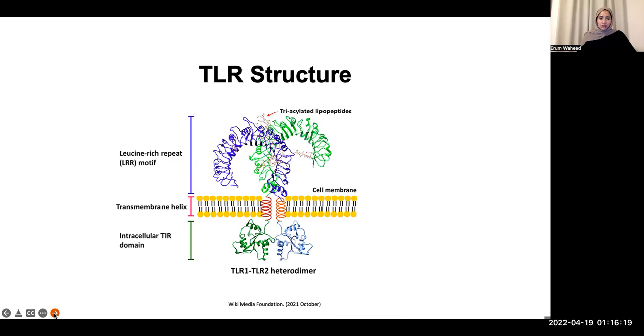Toll-like receptor structure. Despite a wide variety of ligands recognized by the toll-like receptors, they share a common structural framework in the extracellular domain, which consists of leucine-rich repeats. Then there is a transmembrane helix that spans the phospholipid bilayer and the intracellular toll interleukin receptor domain, which is present in the cytoplasm.